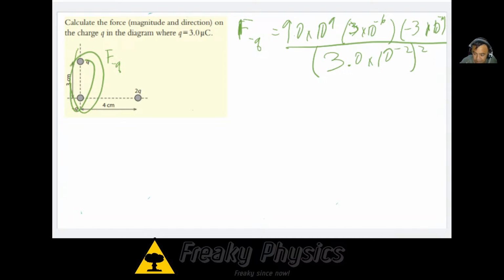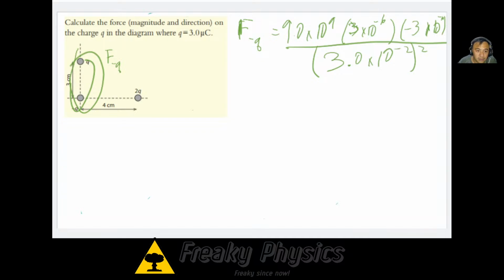So if we calculate that, it's gonna be 9 exponent 9 times 3 exponent negative 6, times itself, so basically that's squaring it, then divided by, no, let's put it straight away, 9 exponent negative 4.